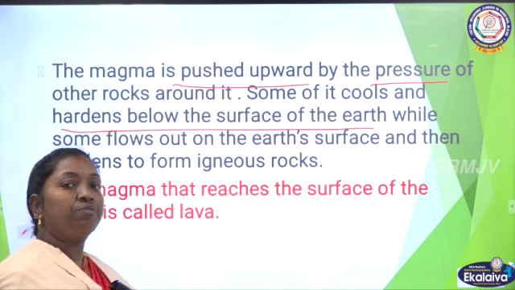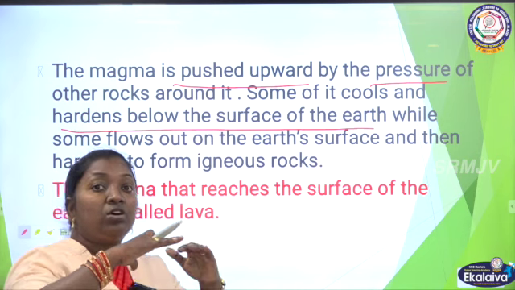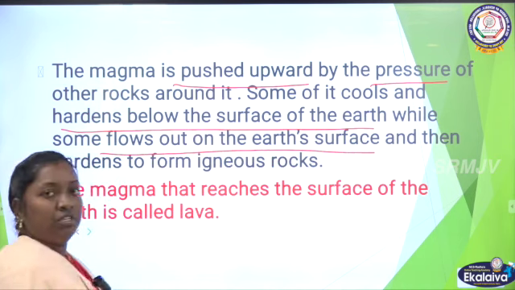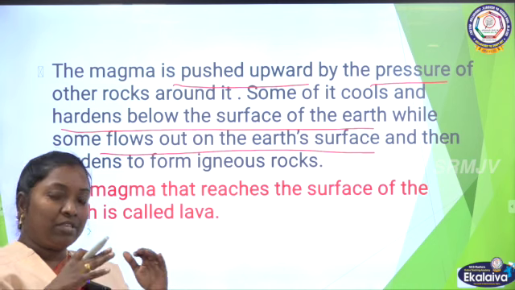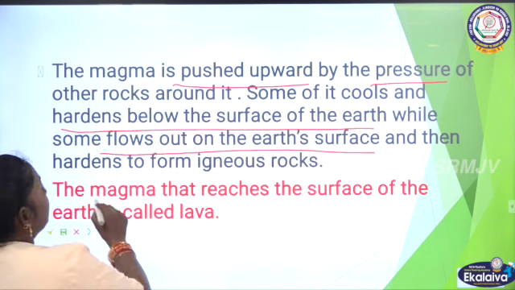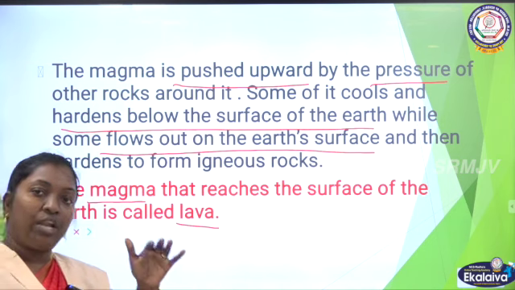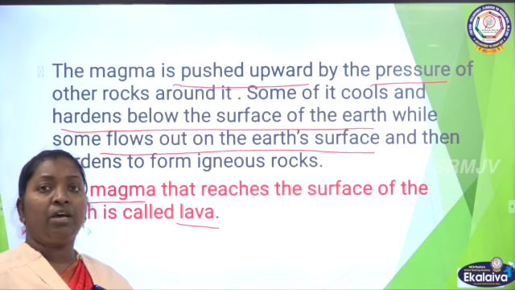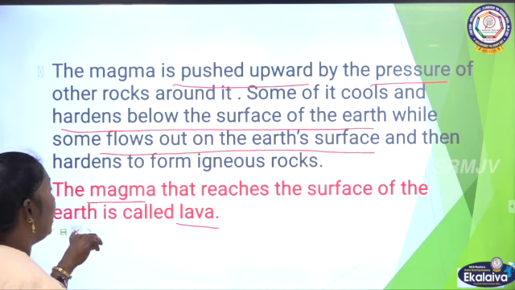When the hot liquid is pushed upward due to pressure, some may reach only below the surface of the earth, while some flows out onto the earth's surface. When the magma comes out onto the earth's surface, you can call it lava. The hot liquid present below the earth's surface in the underground is called magma. The same magma, due to pressure difference, when it comes out onto the surface, you can call lava.